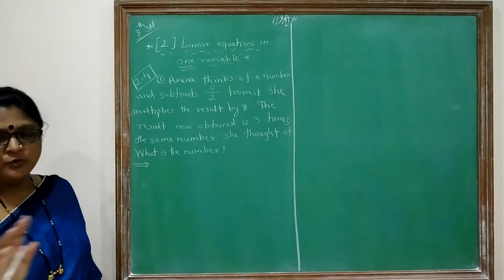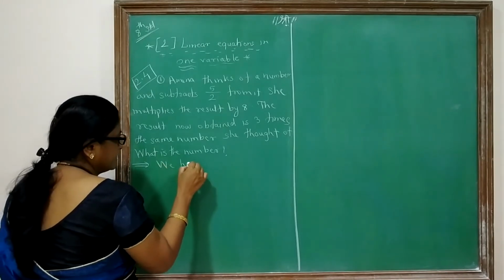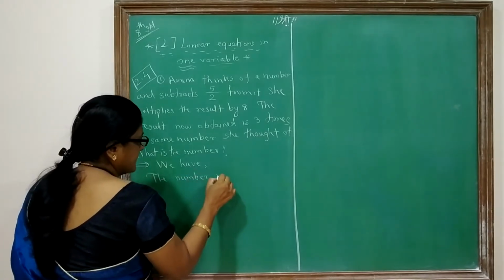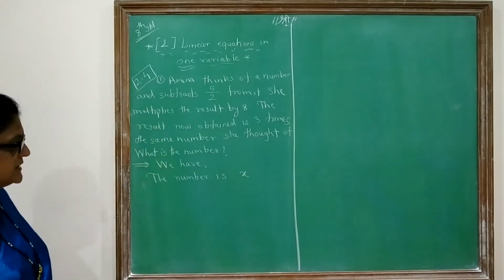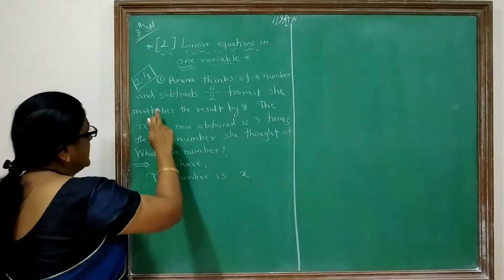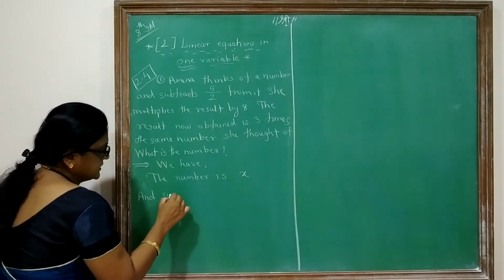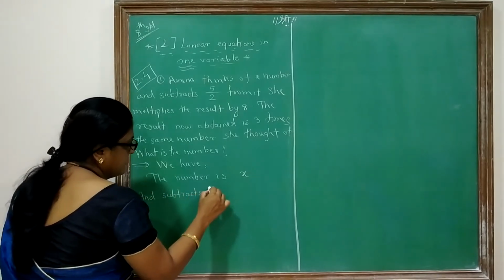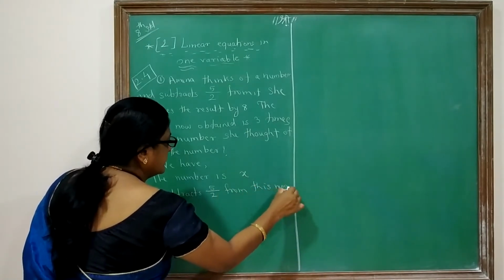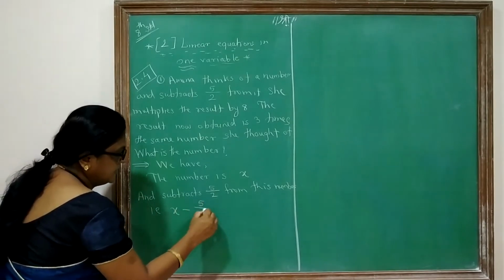You know this number? No, you don't know. Then you will consider here x. Then you will write here, we have the number is x. Means you will consider the number is x. Amina thinks a number x, and subtracts 5 by 2 from it. Subtract 5 by 2 from this number, that is, you will write x minus 5 by 2.